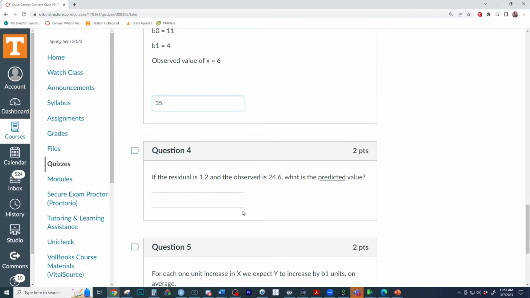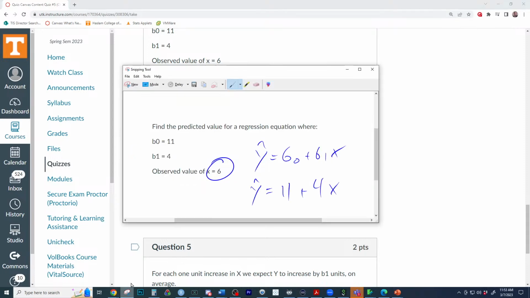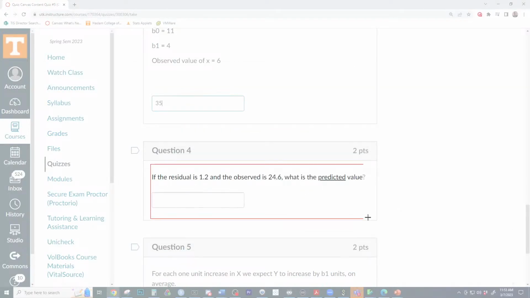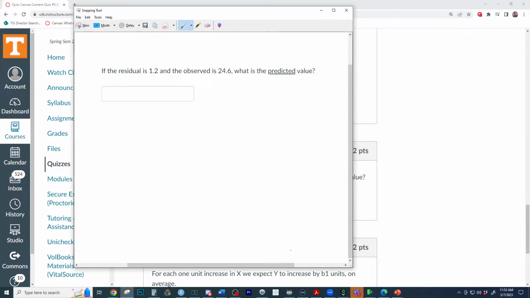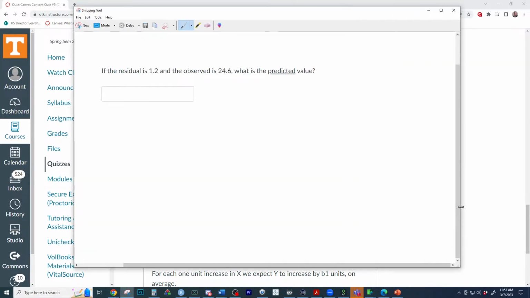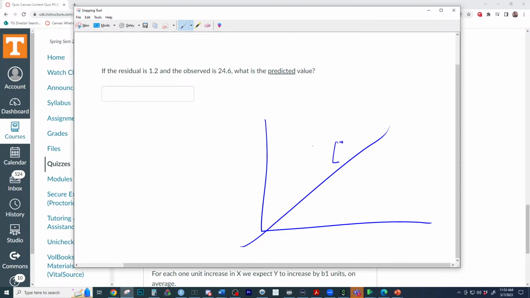If the residual is 1.2 and the observed is 24.6, what was the predicted value? So this one is really great because you can solve it theoretically very quickly. And I'll show you the notation on it. But a positive residual means the point is where? It means it is above the line. So if you know this right here, you would know this is equal to 1.2. That's E, and that's the residual right here.